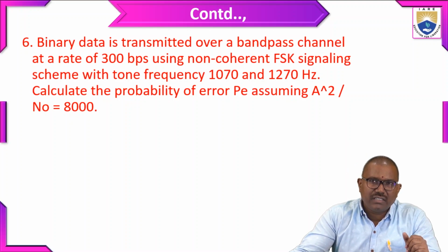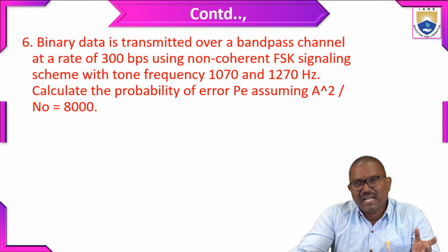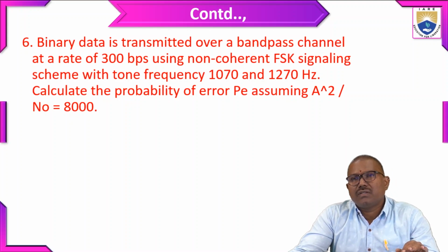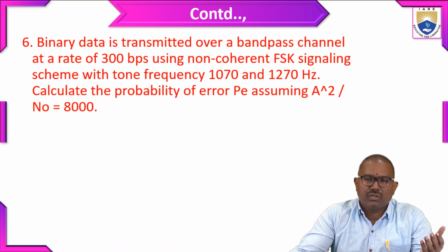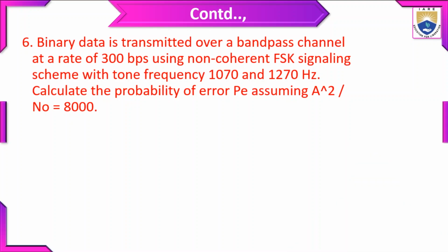So here they have given the tone frequencies as 1070 and 1270. Symbol 1 may be 1070 and 0 may be 1270 Hz. So we are sending either 1 or 0, but with different frequencies. What they ask is to calculate the probability of error. So here we are going to find the probability of error.